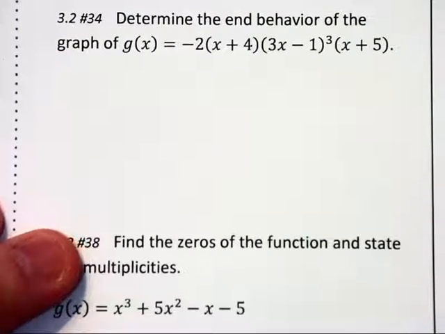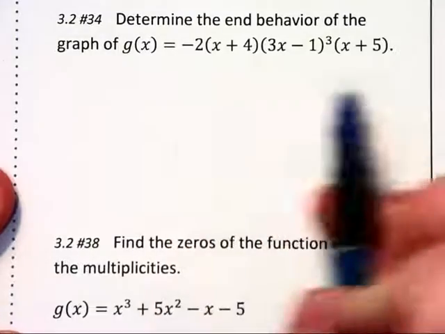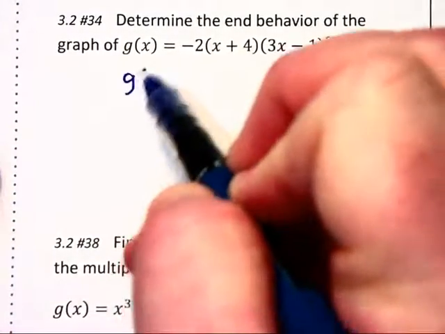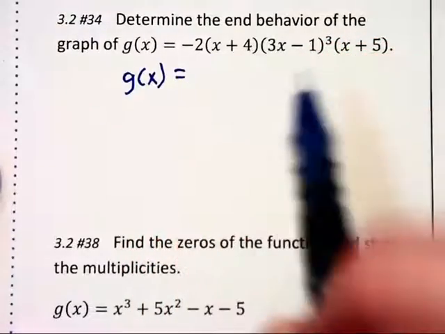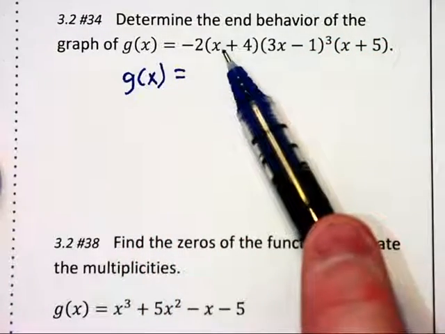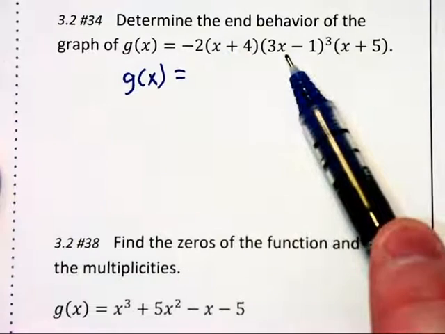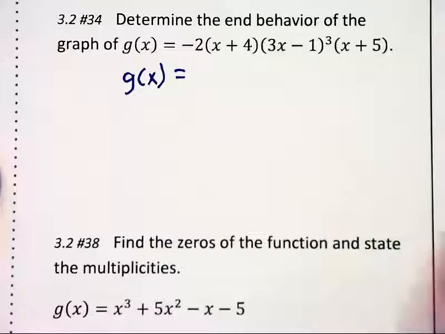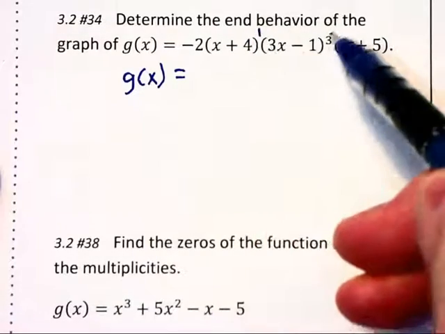Let's do this again, but this time we need to look at what would happen if we FOILed all this out. We would have g of x equals, okay, now let's look at our degree. We have an x to the first times an x to the third, because of that third power out there, times another x. So it's like 1 plus 3 plus 1.